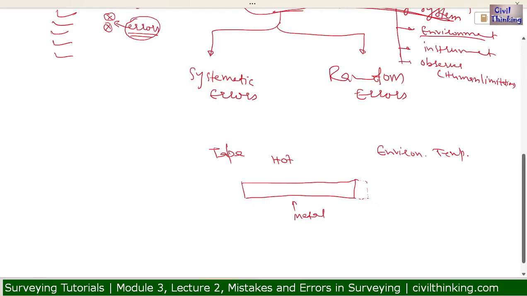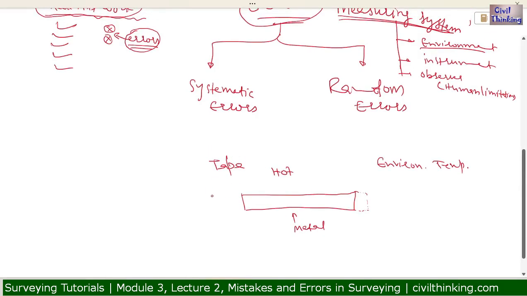So whatever measurements you take with the help of this tape, because it is expanded by a certain length, they will have errors, right? So that is a mistake. Why did the mistake happen in this case? Because of the tape. And what is a tape? Tape is an instrument. Because of the environment conditions, the errors have happened. The length has increased, and whatever measurements you take, that is a mistake.